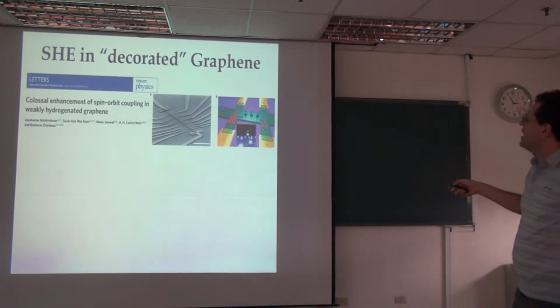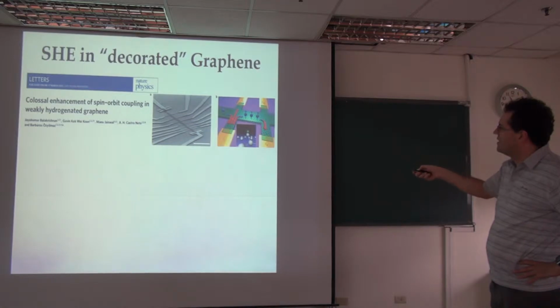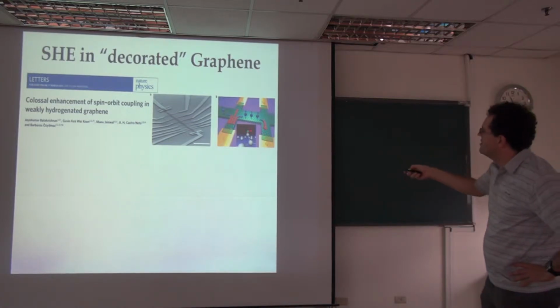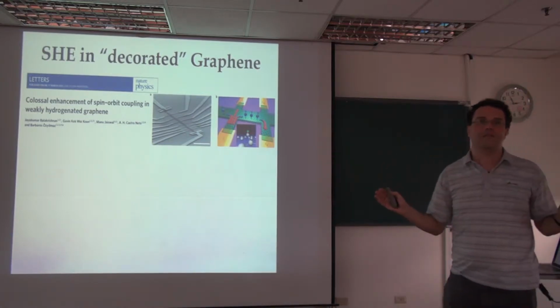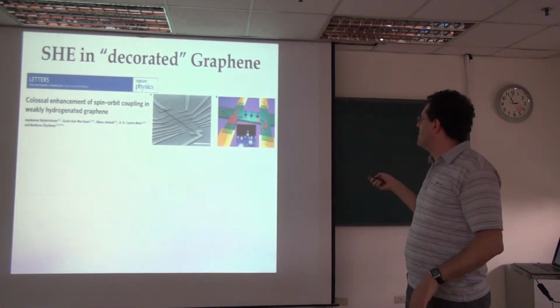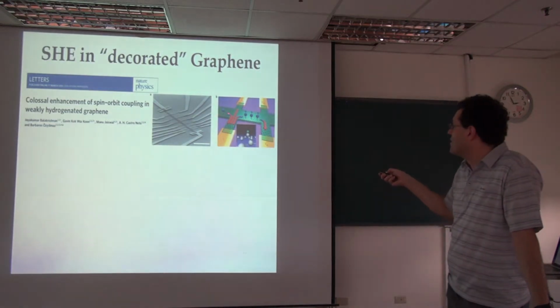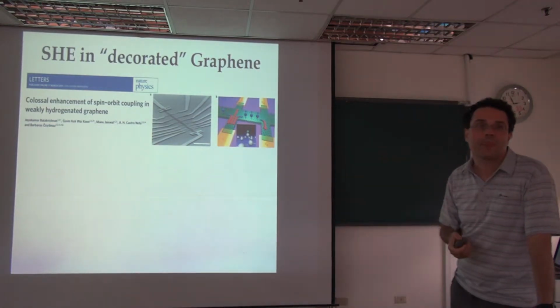So what they do is pass a current through one of the arms of this H, like this one here, for instance. Now you see that this is a normal current. By virtue of the spin Hall effect, this normal current will generate a spin current perpendicular to it.